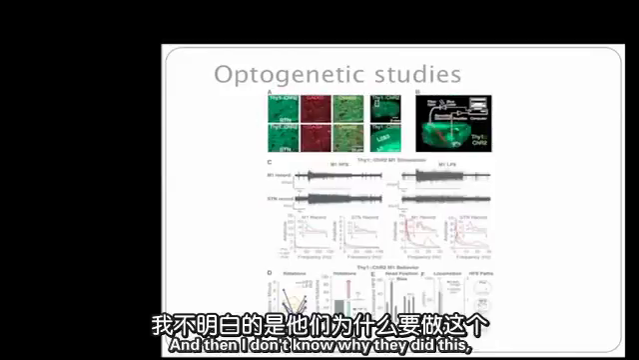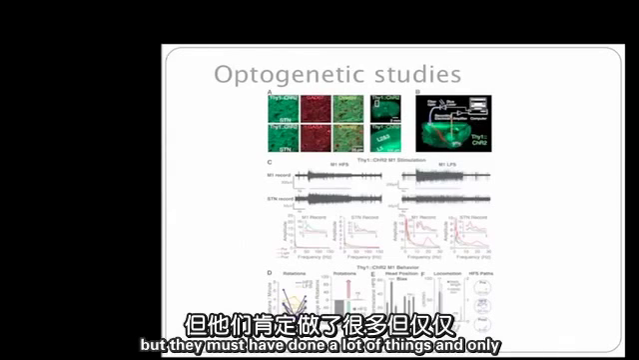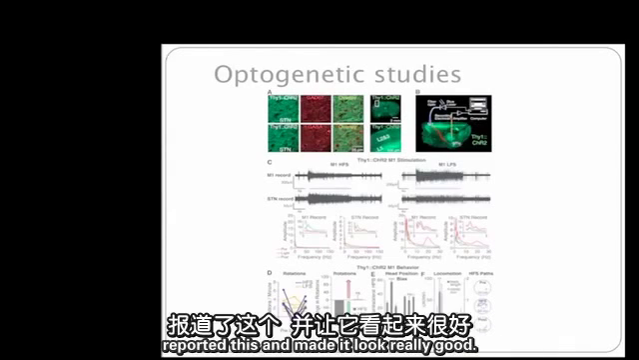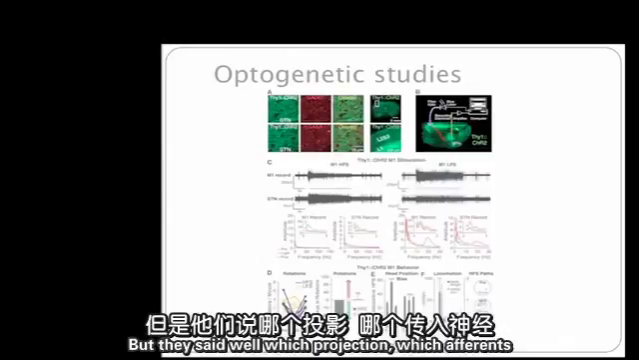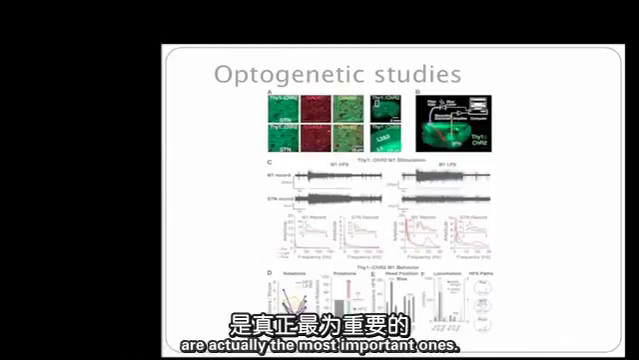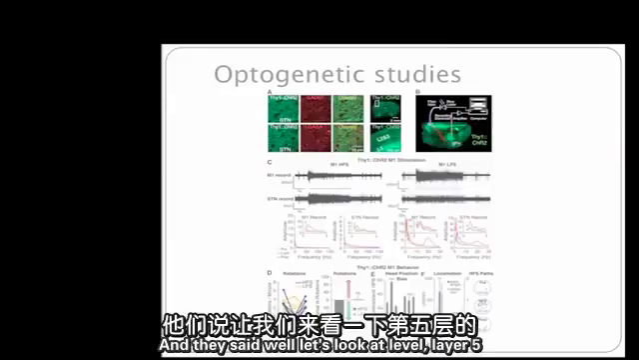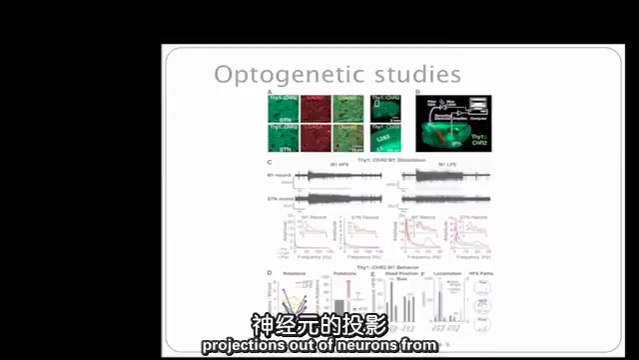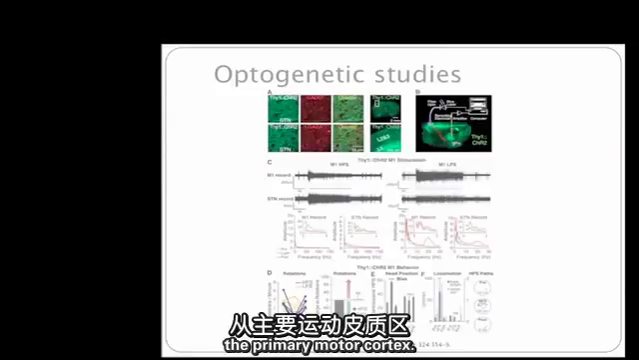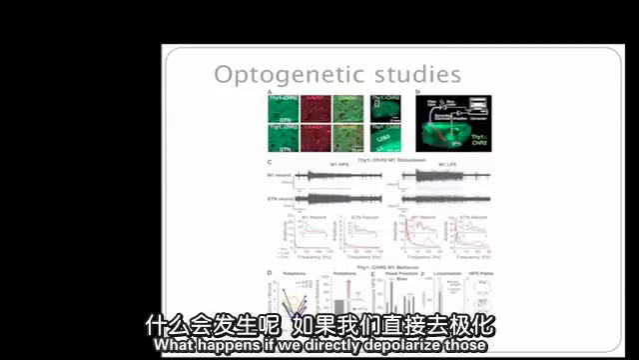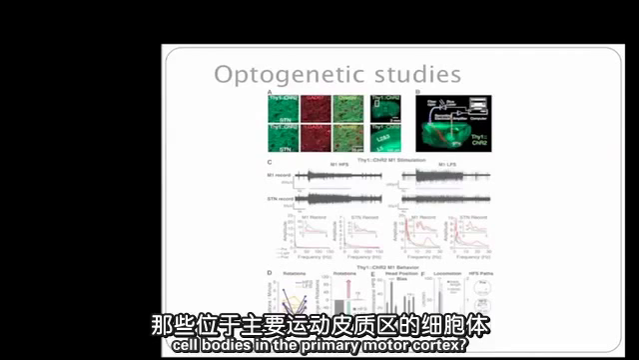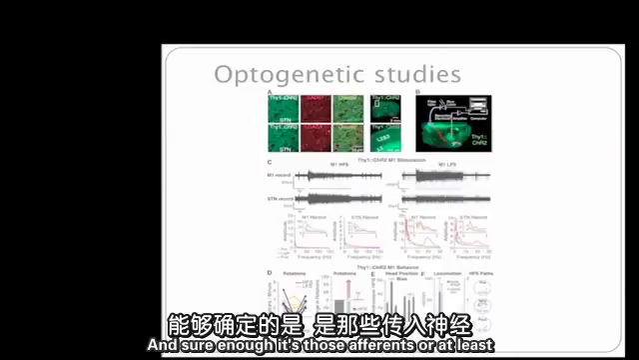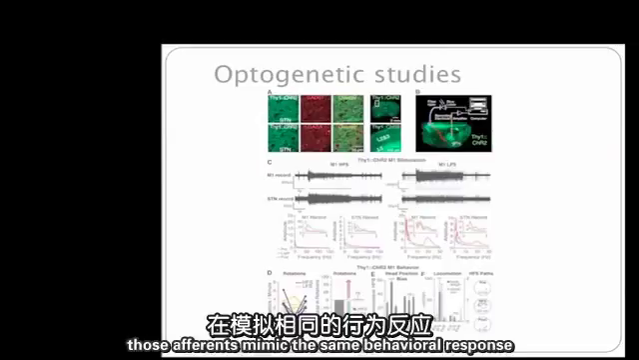And then, I don't know why they did this, but they must have done a lot of things and only reported this and made it look really good. They said, well, which afferents are actually the most important ones? Let's look at layer 5 projection neurons, pyramidal neurons from the primary motor cortex. What happens if we directly depolarize those cell bodies in the primary motor cortex? What happens to these animals? And sure enough, at least those afferents mimic the same behavioral response.